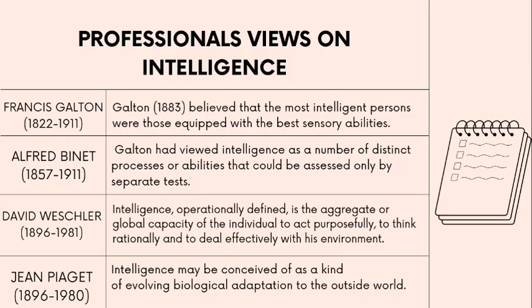So next is Jean Piaget's views on intelligence. In 1896 to 1980, Piaget conceived of intelligence as a kind of evolving biological adaptation to the outside world. As cognitive skills are gained, adaptation at a symbolic level increases, and mental trial and error replaces physical trial and error. Yet, according to Piaget, the process of cognitive development occurs neither solely through maturation nor solely through learning. He believed that as a consequence of interaction with the environment, psychological structures become reorganized.